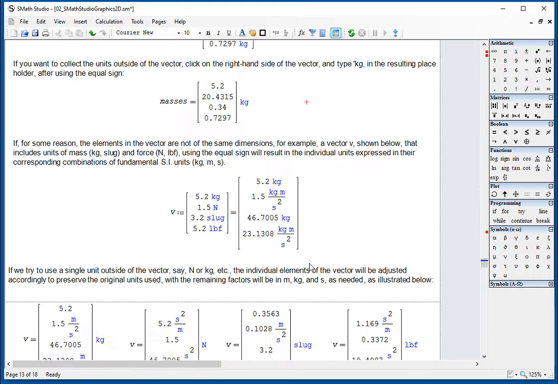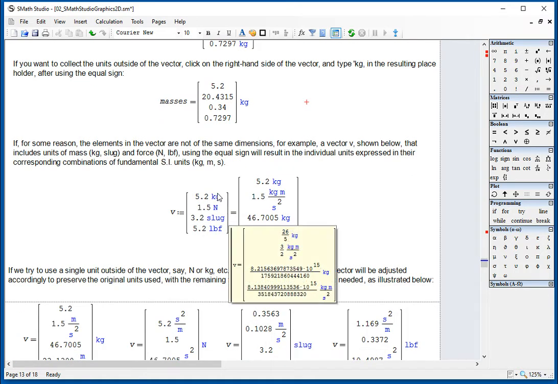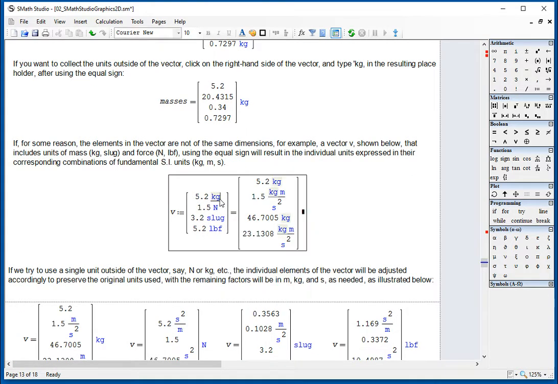Now, in this case, I have a vector where I have different dimensions. These are units of mass, these are units of force, mass again, and force. So when you make it equal to, you get the basic units of the international system: mass, kilograms, force, kilograms times meter per second square, which is Newton, but they prefer to give you the most basic units. And so this is what we're getting for these four results.